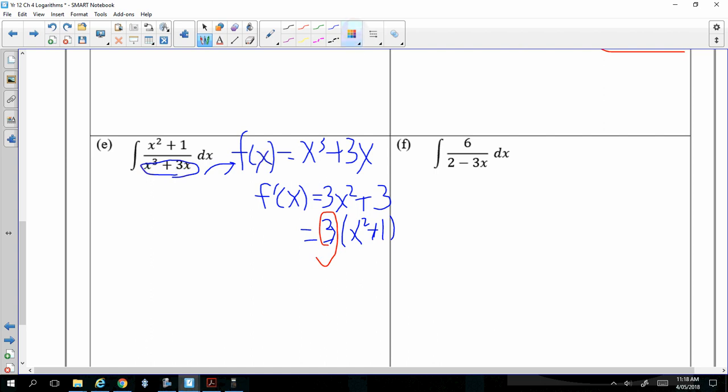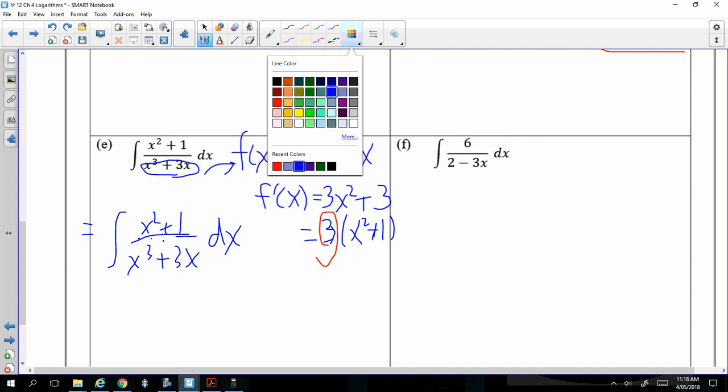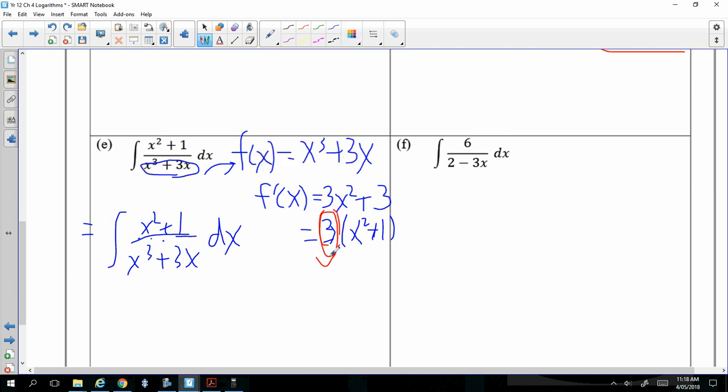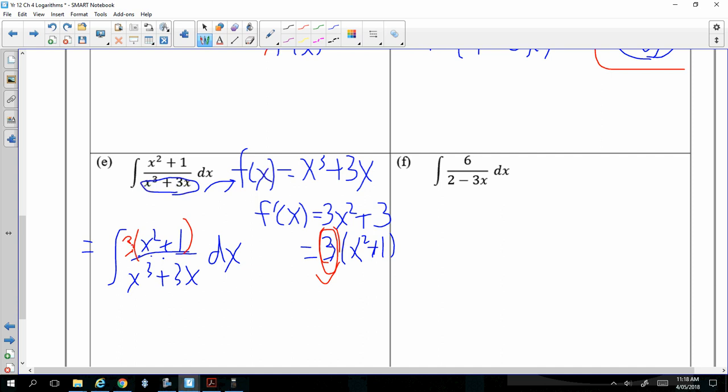So let me write this again. Integral of x squared plus 1 over x cubed plus 3x dx. You see that you need an extra 3 in front so that the numerator matches the derivative of the denominator. But I can't just add a 3 there because that changes the question. To offset this, I multiply by the reciprocal. So you add a 3 and put 1/3. 1/3 times 3 is 1, so you go back to the original.